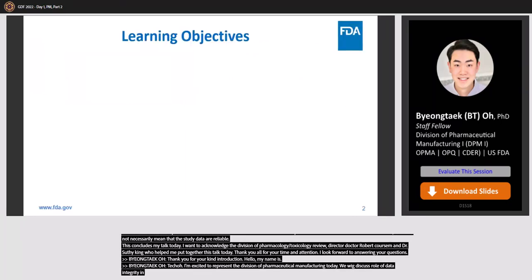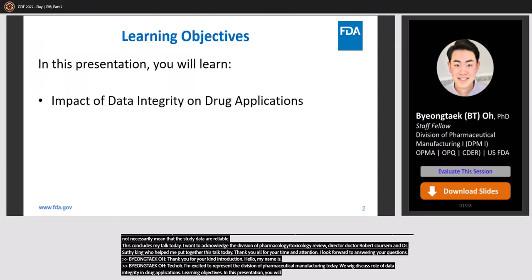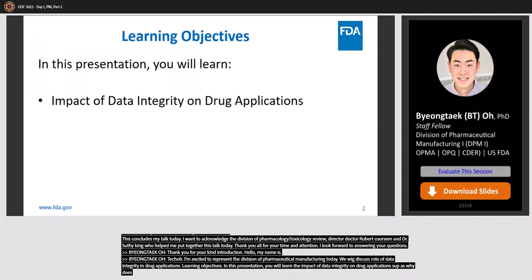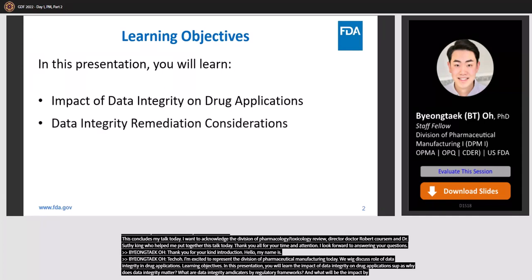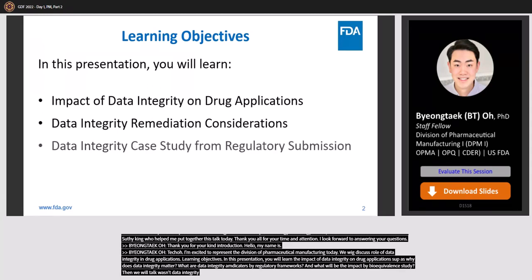Learning objectives. In this presentation, you will learn the impact of data integrity on drug applications, such as why does data integrity matter? What are data integrity indicators by regulatory frameworks? And what will be the cascade impact to bioequivalence study? Then we will talk about data integrity remediation consideration. Finally, we will learn data integrity case study from regulatory submissions.